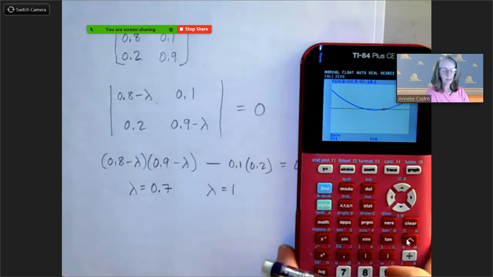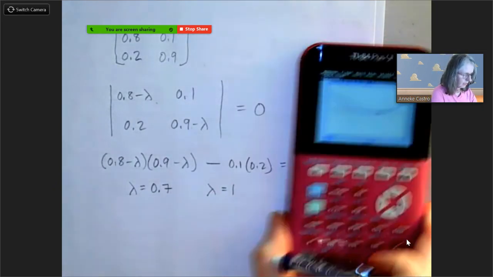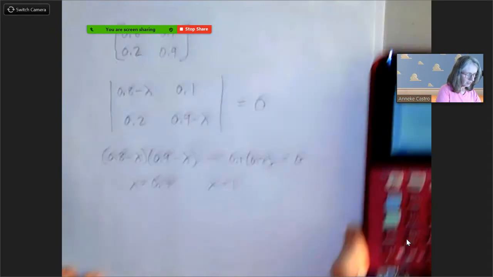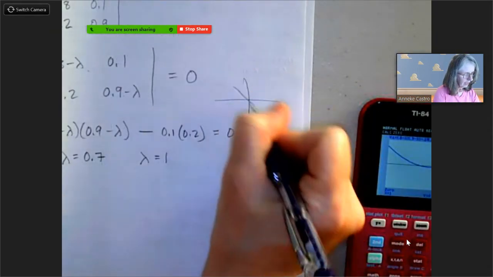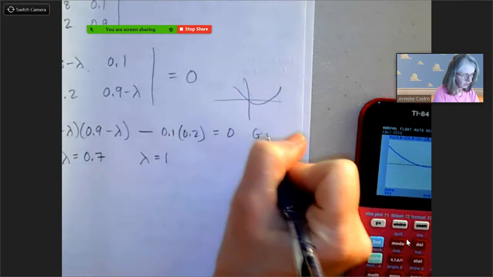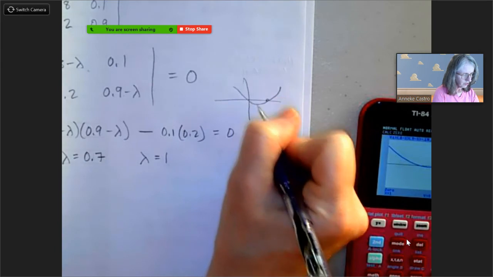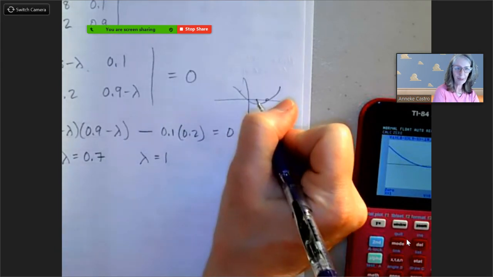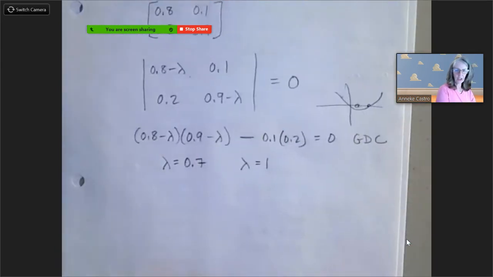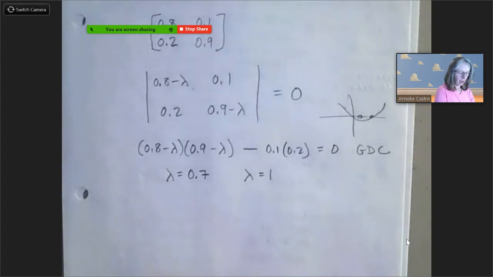So I didn't even have to do very much hard work. I just had to enter that into my calculator. If you were doing this on a test, you should probably make a little sketch showing that you graphed this and say GDC, graph and display calculator. And this was a horrible sketch, sorry. Make your sketch better than mine, to show how you got your lambdas. So there are my eigenvalues.